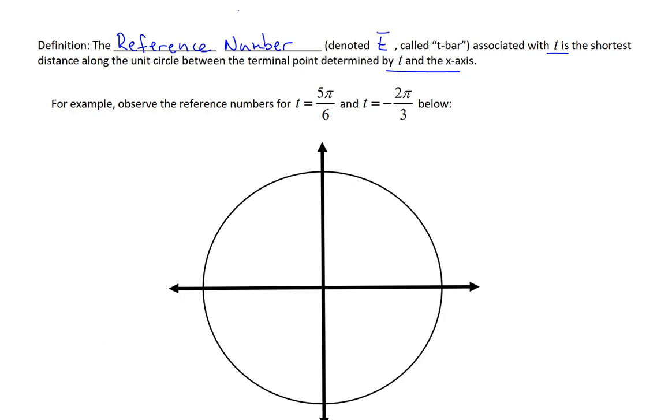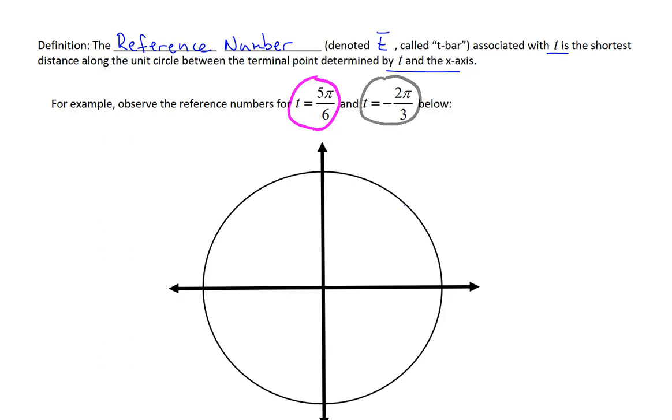Now let's see an example of this with some now familiar looking numbers. For example, observe the reference numbers for T equals 5 pi over 6, which we know is one of our special places, and T equals negative 2 pi over 3, which is somewhat one of our special places. The negative's a little strange or new to us, but 2 pi over 3 looks familiar, right? So we're going to work with these to try to find the reference numbers for each.